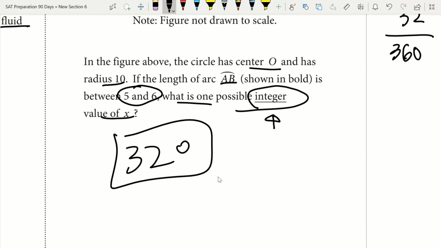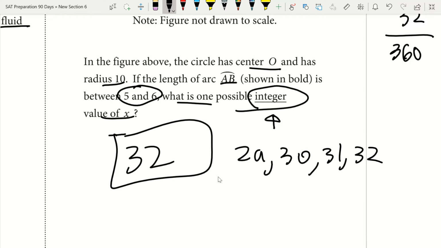Now keep in mind that you're not going to have to plug in your degree sign when you fill in the bubble sheet, so you just answer with 32. Other acceptable answers were 29, 30, 31, 32, 33, or 34. Okay, those were all acceptable answers.